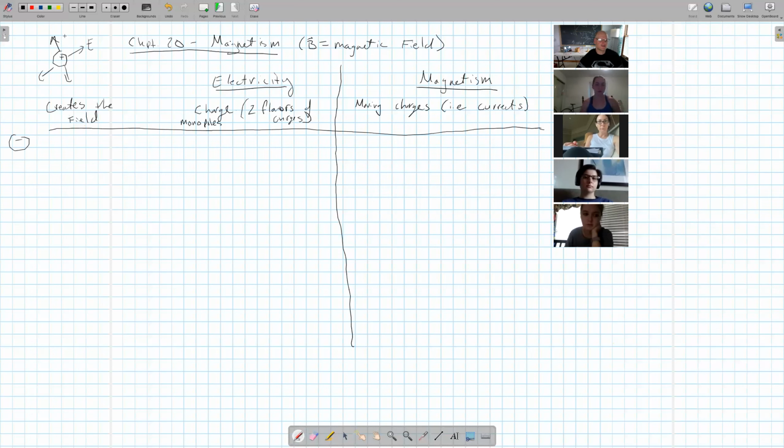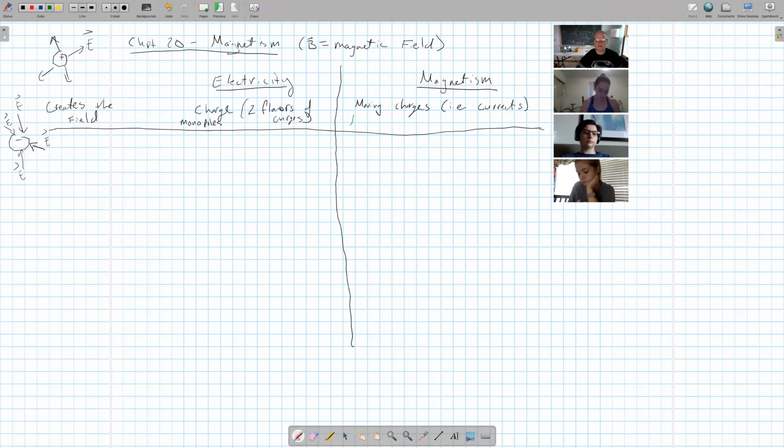But it turns out that in magnetism, we don't have monopoles. One of the fundamental ideas of magnetism is that we can never actually find a magnetic monopole. Magnetic monopoles do not exist because we've never actually seen one. So what does that mean? It means that we could never, ever find something.